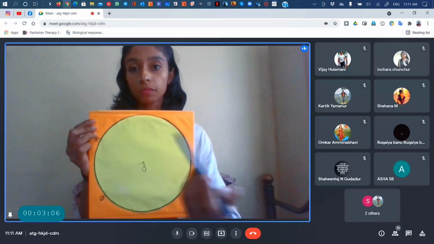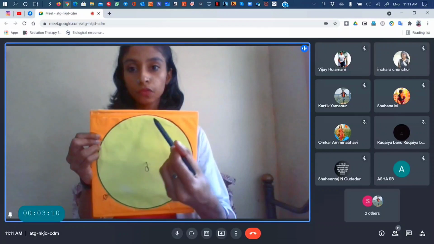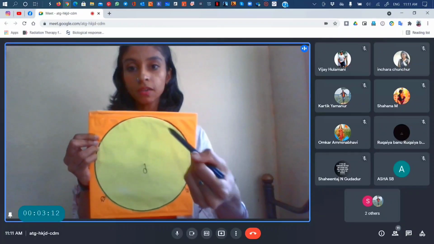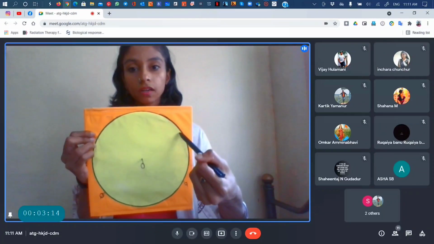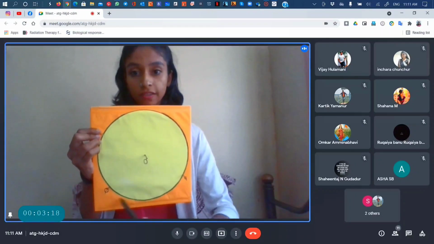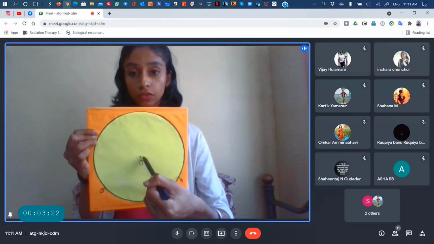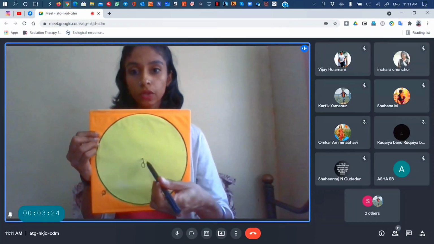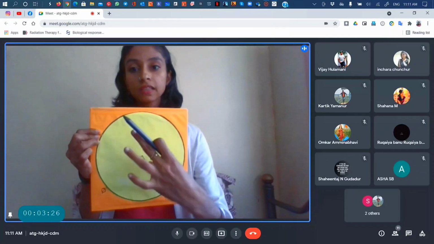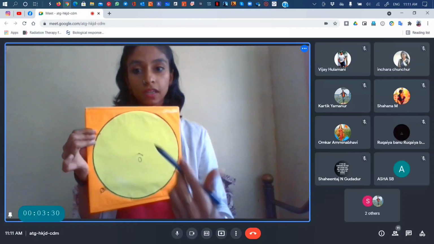I will use a pointer and show you. Can you see it clearly? Try to focus on the video. You can see it here. The circle is drawn with a group of points around the center of the circle, through a fixed point. You will use a fixed point here, and then you will use the compass and draw the circle.